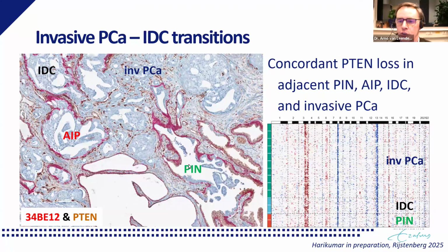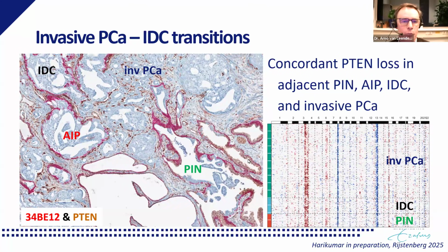So we recently finished a study doing more fancy stuff, so-called spatial transcriptomics, in which we look in detail at genomic alterations in adjacent IDC, PIN, and invasive cancer. And there we also find that they are very closely related.